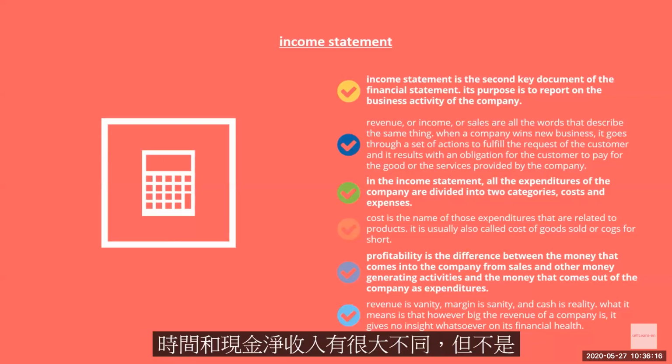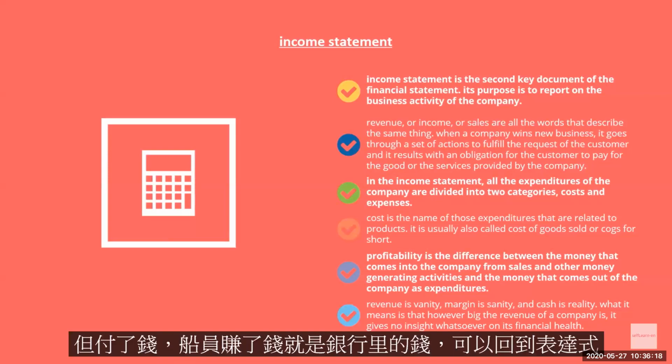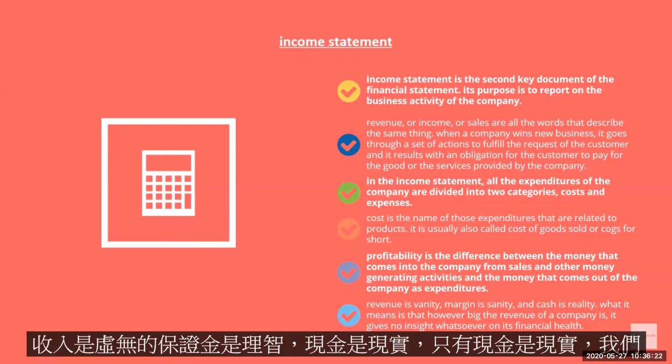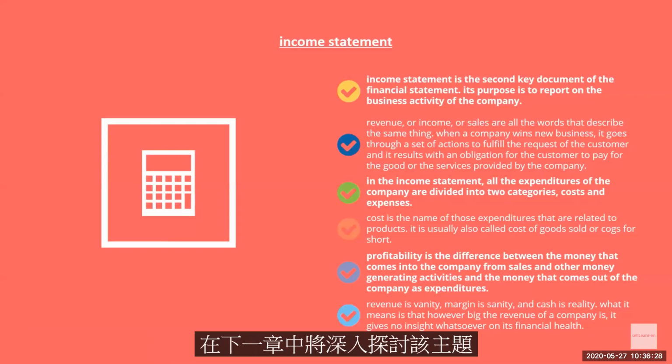very different from cash. Net income is money earned, but not yet paid, and true money made is money in the bank. To go back to the expression, revenue is vanity, margin is sanity, and cash is reality. Only cash is reality. We will deep dive into that topic in the next chapter.